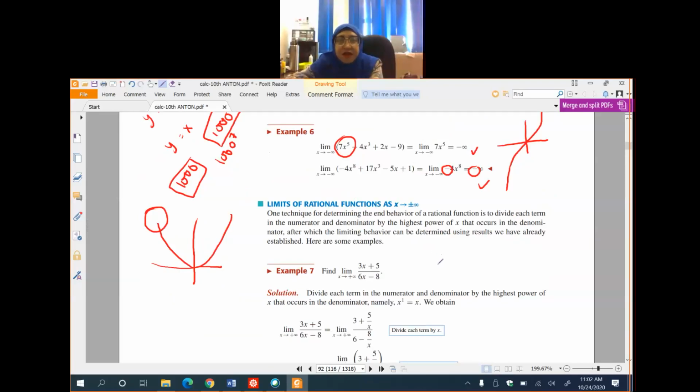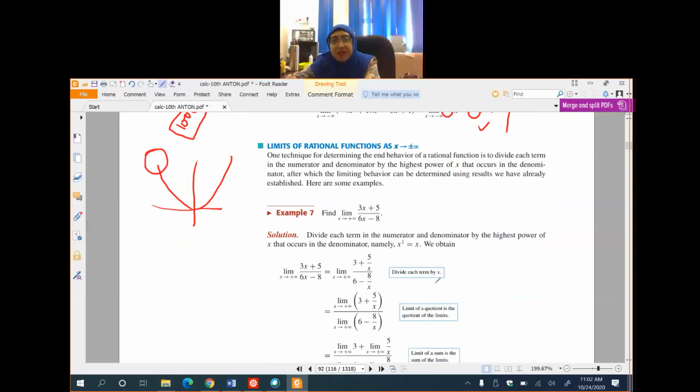Okay, and then we have rational functions. Rational functions are something that we have to be careful with, because it's not as simple as polynomials. For the rational function, we have a numerator and a denominator. The numerator is the upper part and the denominator is the lower part. So this is the numerator and this is the denominator.